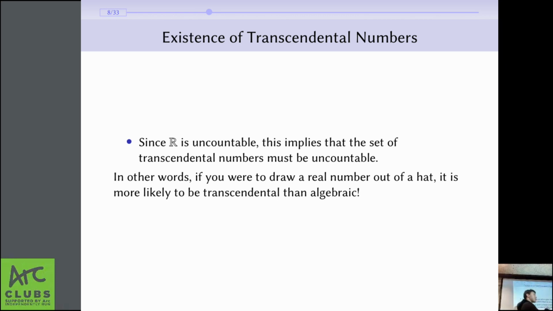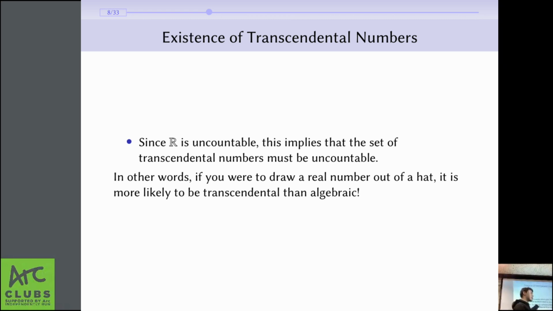So there is no way to go, I have the set of all transcendental numbers, and just enumerate through all of them. If you try to do that, you'll always get to a point where you miss out on at least one transcendental number, and therefore there's no way to associate natural numbers with transcendental numbers. And therefore they must exist. If they didn't exist, they would have to be countable, but they are uncountable. So there must exist transcendental numbers.